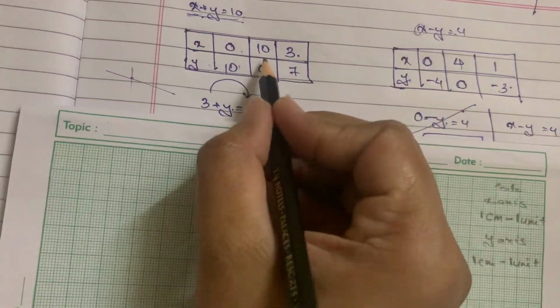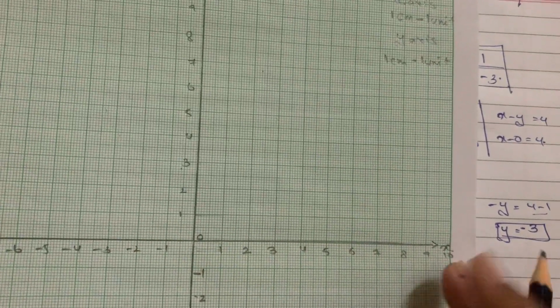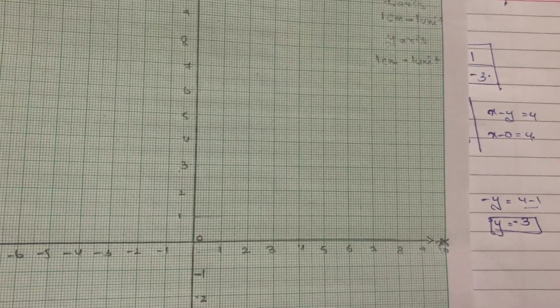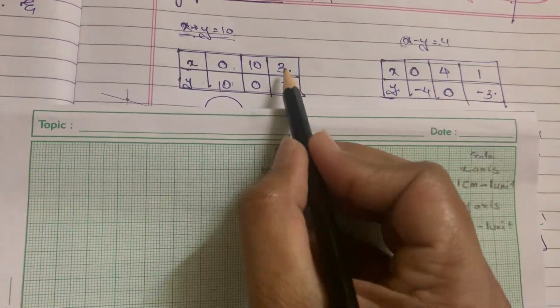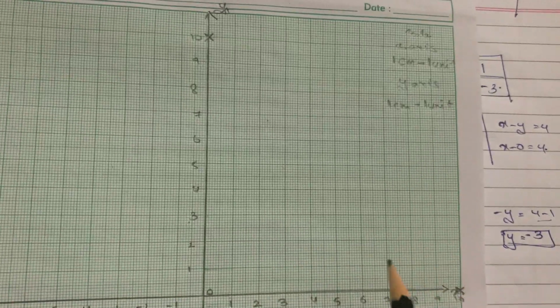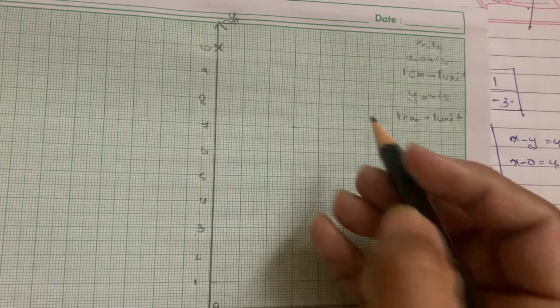Then it says when x is 10, y is 0. X is 10 and y is 0. This is the second point that I have in here. Further after this, another point that I have is 3 and 7. When on the x-axis it is 3, it is 7 on the y-axis. So this is another point that I have.